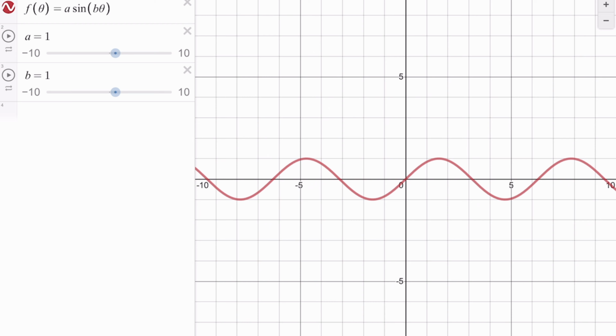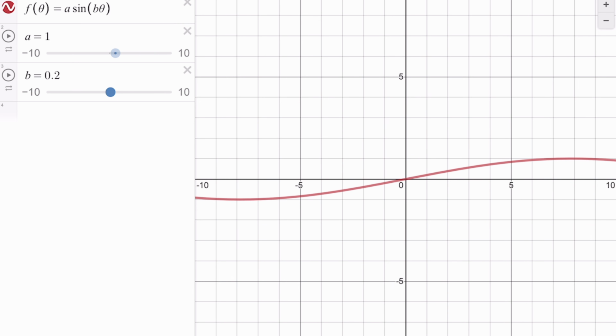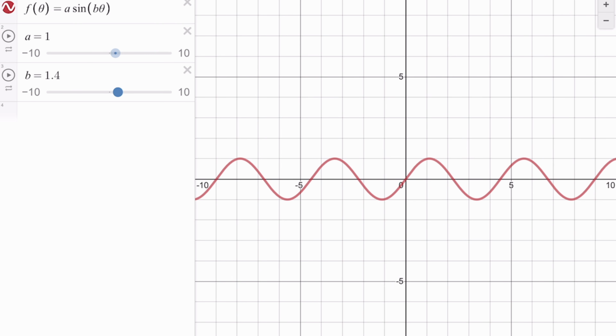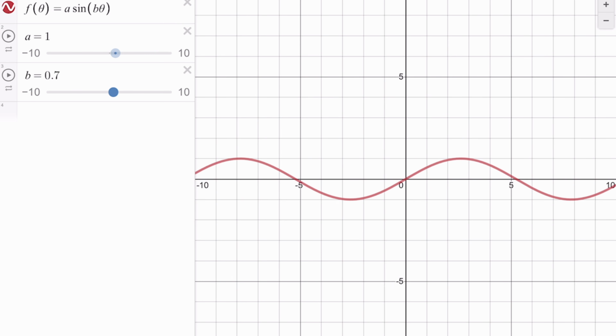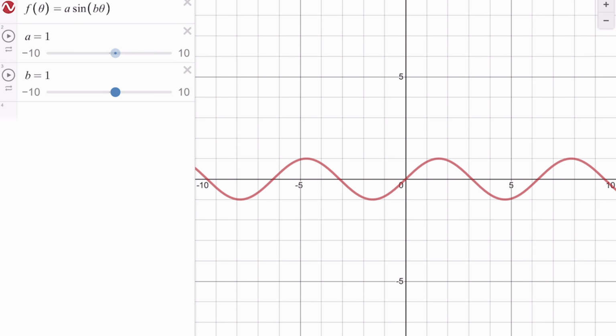Okay. And then I have my B value. Now, we haven't seen what B does yet exactly. So watch the period. See how it's shifting out. Okay. We're just changing the period. It's going to the same height, right? But we're changing its periodic cycle. Okay. And this is that horizontal stretch.